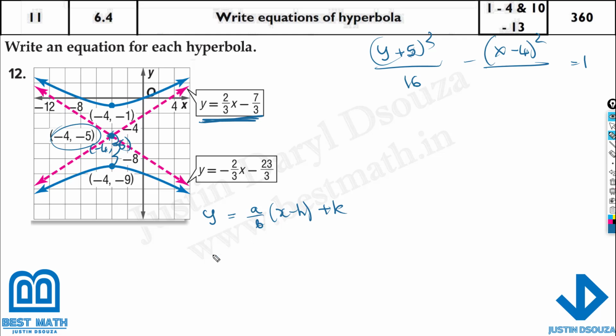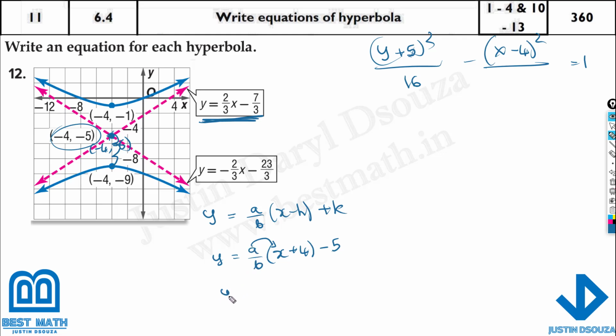So let me substitute what is known. y will remain as it is. a by b, let it be. What is the x value? Here the x value also remains. Minus h. What is h? It's minus 4. So minus and minus will become plus 4, and minus 5. Now let's multiply this a by b inside. And do we know the a value? Yes, we know the a value as well. So we can substitute that in a minute.